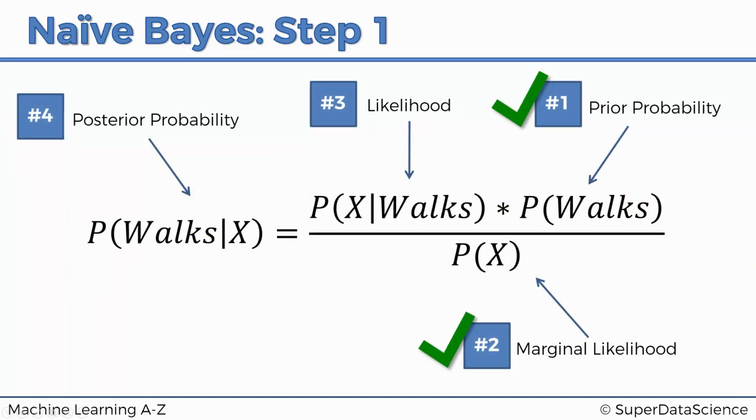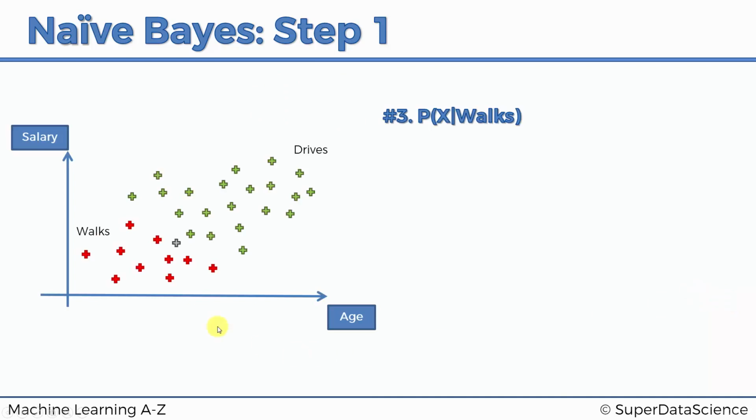Next, we're moving on to the likelihood, and this is probably the most complex one. What is the likelihood that somebody who walks exhibits features X? Well, actually, after we've spoken about the marginal likelihood, calculating the likelihood won't be as complex. So let's have a look. So there's our chart, and now we're going to draw the same circle again. And once again, we're going to remove the gray point for now, and we're going to color our circle.